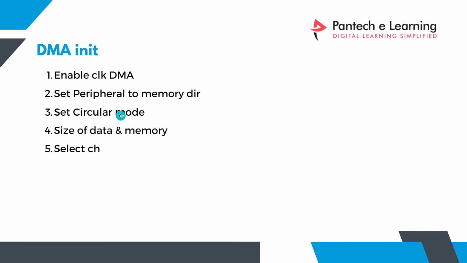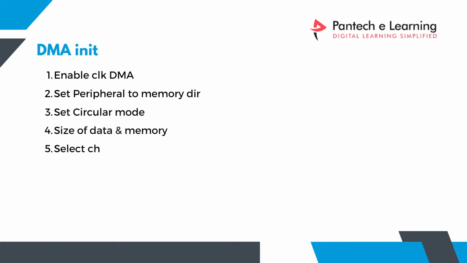Then we will come to the DMA initialization. First, we have to enable the clock for DMA. Then we have to set the direction for it. When it comes to DMA, we can use three methods: we can transfer the data from peripheral to memory, memory to peripheral, or memory to memory. So we have to say the direction. ADC is a peripheral and we are going to save the data in the memory unit, right? So we have to set the direction as peripheral to memory. This will send my data from the peripheral to memory.